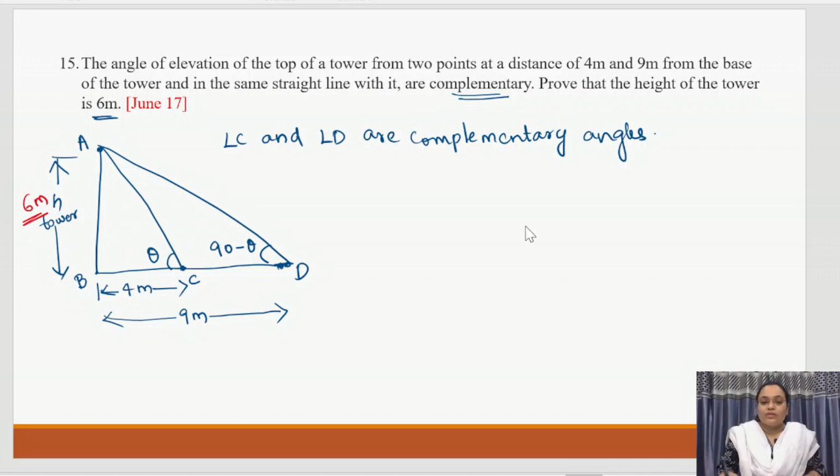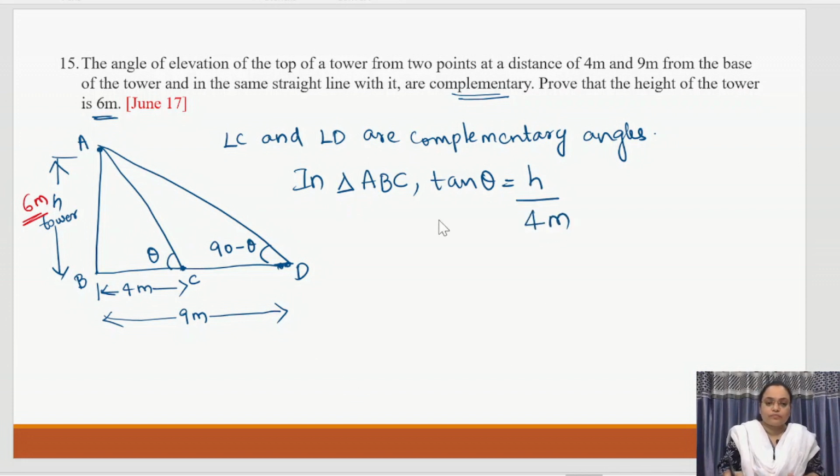Okay. So let us take the first triangle, that is A, B and C. In triangle ABC, if this is theta, according to this angle, this will be opposite and this will be the base. You can take tan theta is equal to opposite by base, which is h by 4 meters.